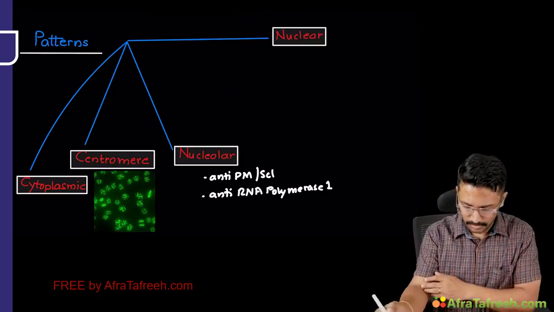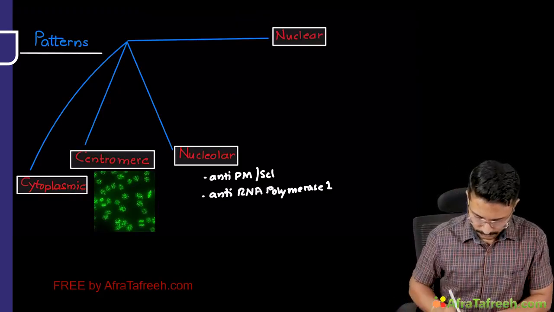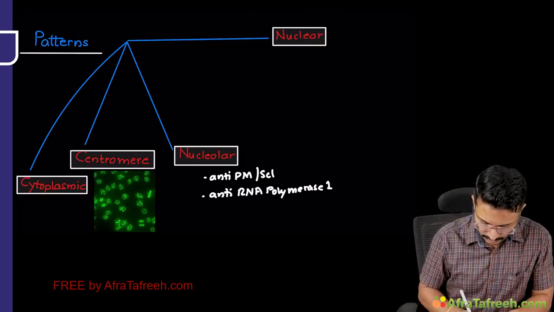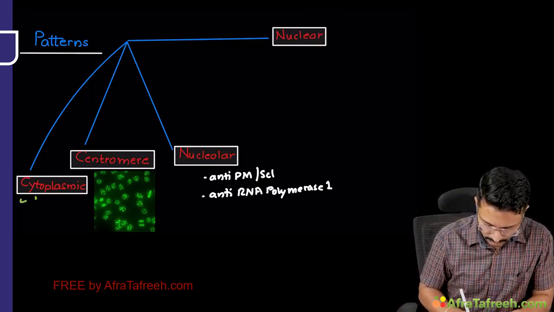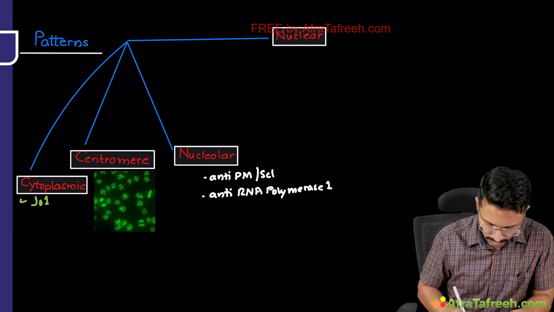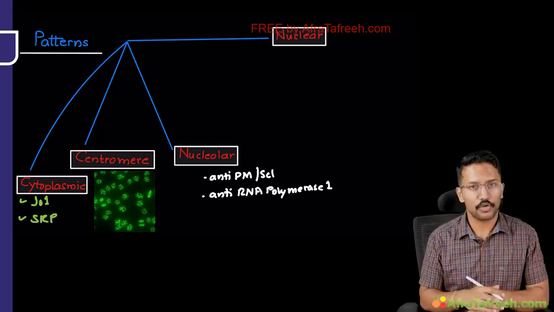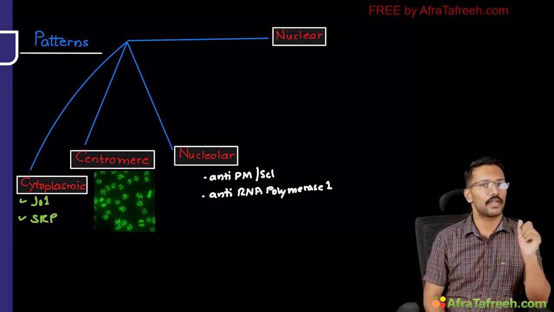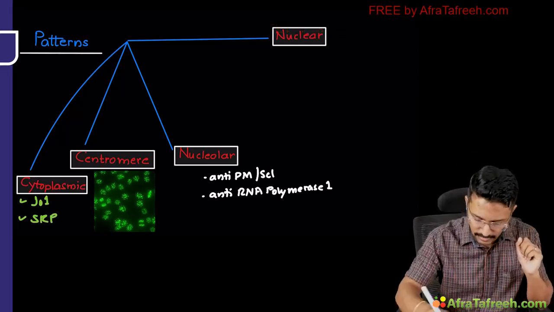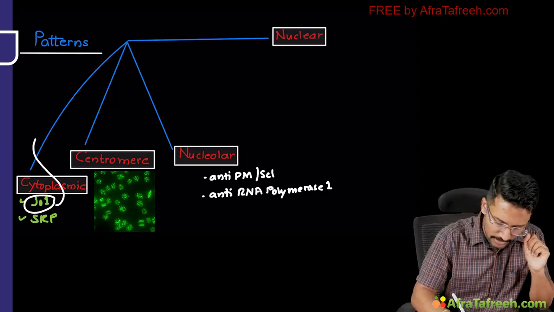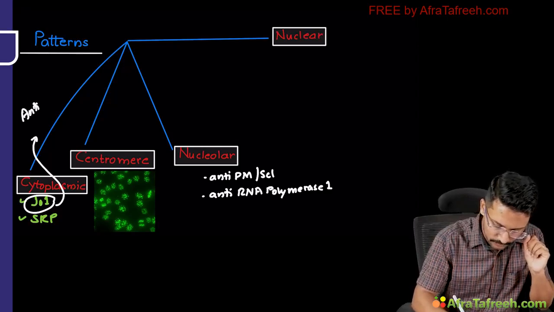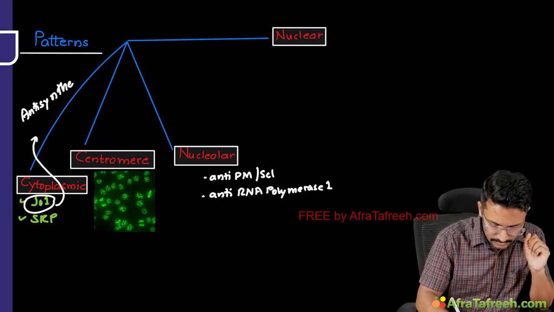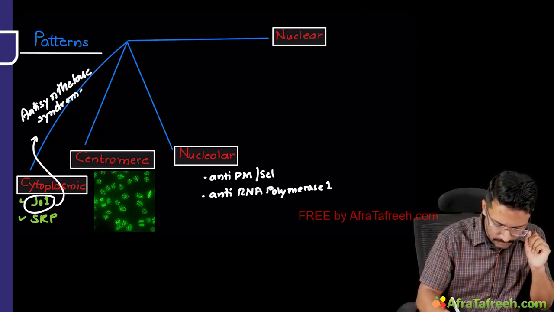The first pattern I'm talking about is your cytoplasmic pattern. The cytoplasmic pattern is seen with the anti-Jo1 antibodies and your anti-SRP antibodies. Now tell me, where do we see these antibodies, anti-Jo1 and anti-SRP antibodies? When I say anti-Jo1 antibodies, I'm talking about anti-synthetase syndrome, right? Anti-synthetase syndrome, which is associated with inflammatory muscle disease, right?